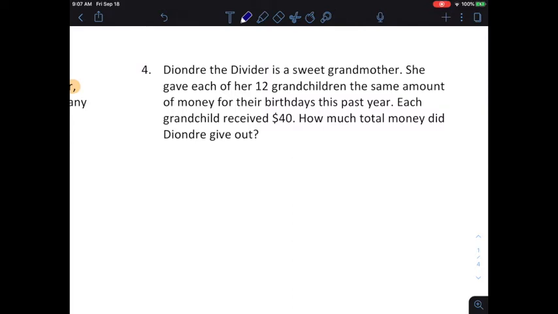Well, we have to think about that. So DeAndre gave a big chunk of money to 12 different people. We don't know how much it is, so we're going to call it X. And if she gave it to 12 different people, that means she divided it into 12 pieces. So we do X divided by 12, and we know that that amount that she gave each person was $40.